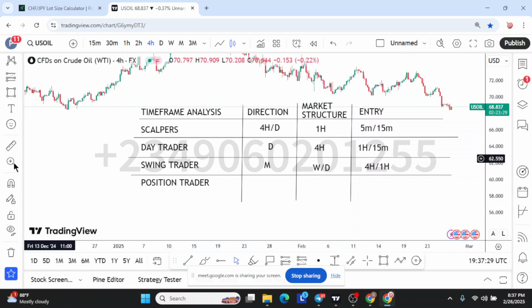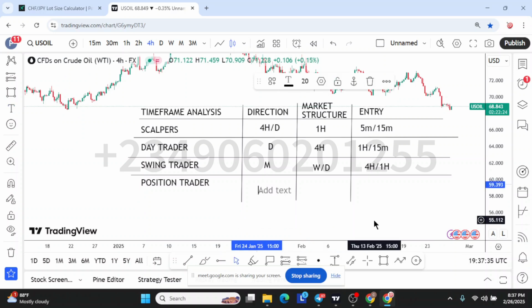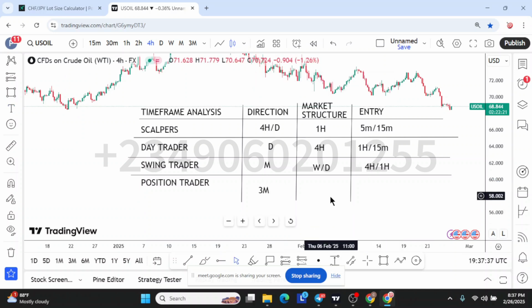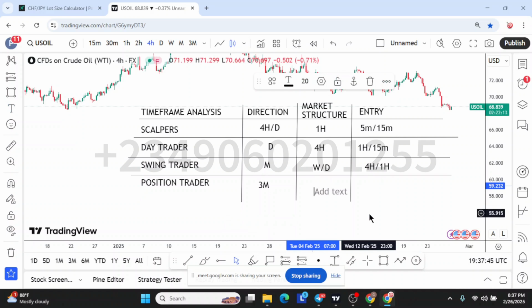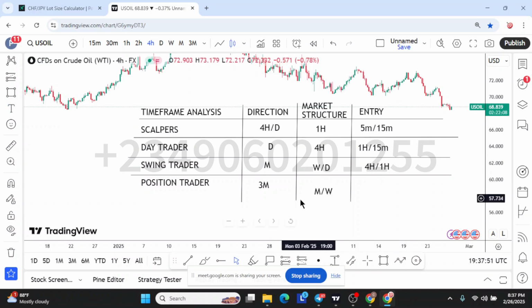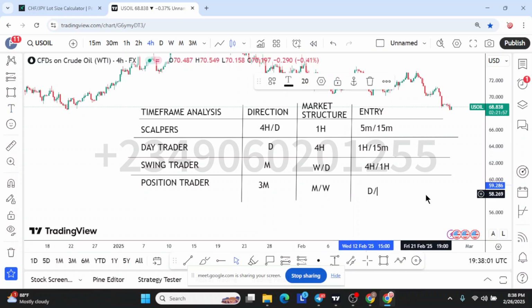And lastly, we have the ọ̀gá pátápátá, the position trader. Position trader uses the 3 months for their direction because they are looking at long-term trading. Their market structure on the monthly or the weekly charts. And then they usually have their entry on the day charts or the 4-hour chart. Kò sí nǹkan tó kàn pẹ̀lú 1-hour chart, the 5-minute chart.